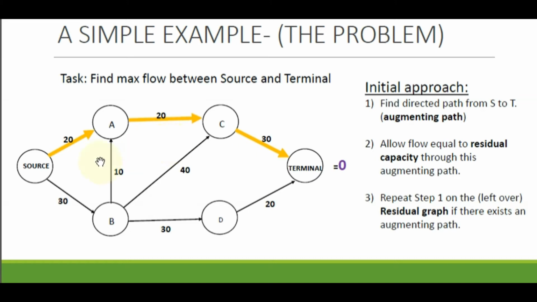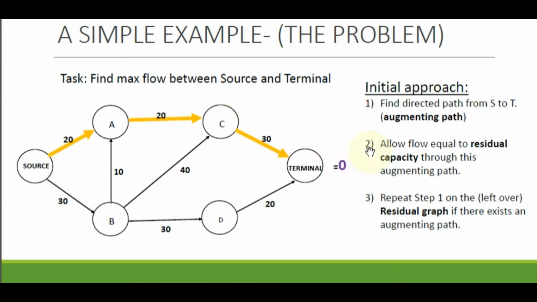So this is the path I've chosen. It is a directed path from source to terminal, and this is called an augmenting path. Next, we allow flow equal to the residual capacity through this augmenting path. The residual capacity is the maximum amount of flow we can push through. In this case, the maximum is 20 that we can push through this path.